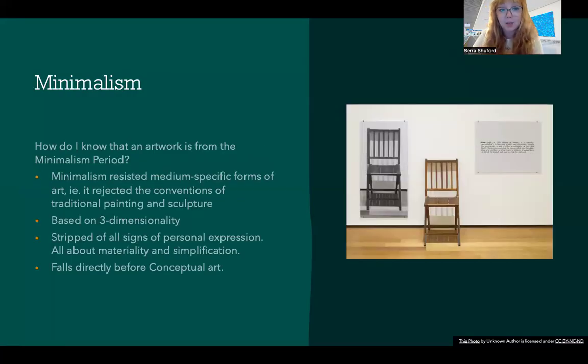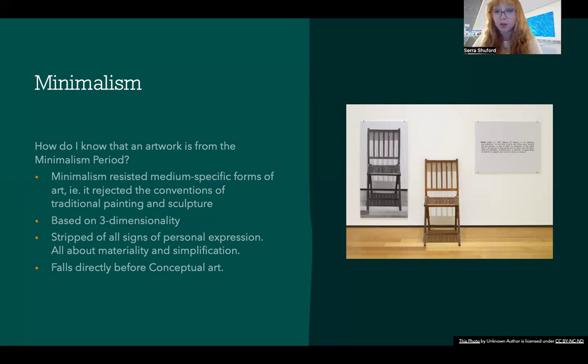And then lastly, we have minimalism. Minimalism resisted medium-specific forms of art, so it rejected the conventions of traditional painting and sculpture. It's based loosely on three-dimensionality. And really, what we see with minimalism is we're stripping away all signs of personal expression, all about materiality and simplification. And it falls directly before this idea of conceptual art.